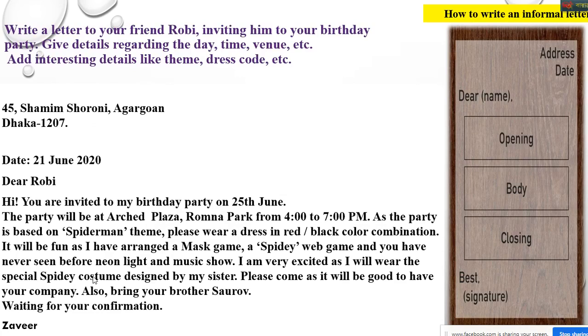Okay, so this is the information on how you will write your letter. What information do you have to include? Let's see how the sample works. You see, here is the address of the sender, 45 Shamim Sharoni Agargan, and the date is mentioned here. But it is not written in the top right of the page.